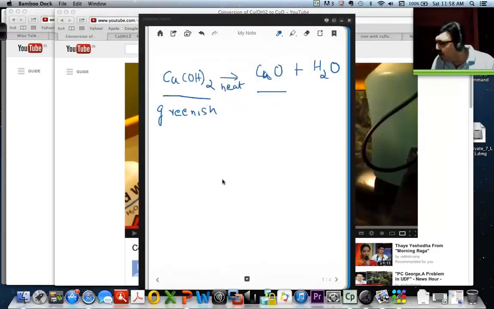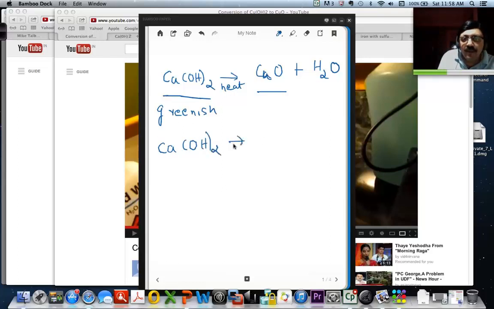I want to show you a few more examples. So copper oxide is one. Calcium hydroxide, right? When I heat calcium hydroxide, again the same thing happens. Heat, and that produces calcium oxide and water.